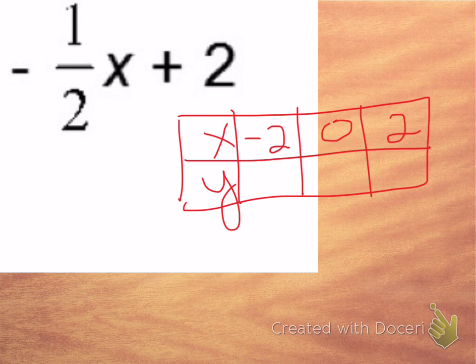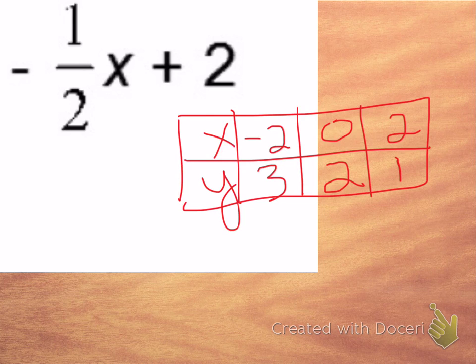So -1/2 times -2 is +1. 1 plus 2 is 3. Plug a 0 in. -1/2 times 0 is 0. 0 plus 2 is 2. -1/2 times 2 is -1. -1 plus 2 is 1.